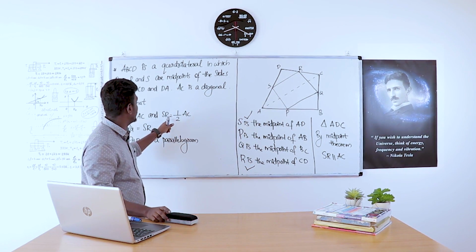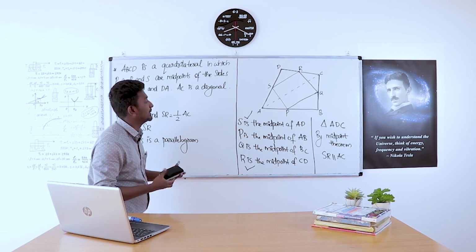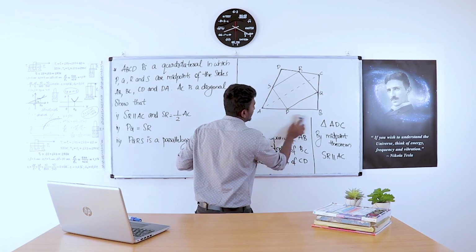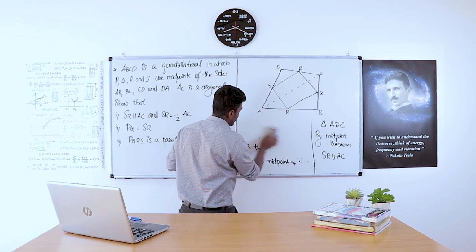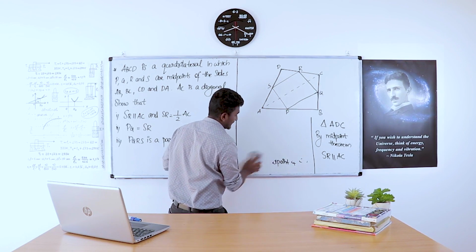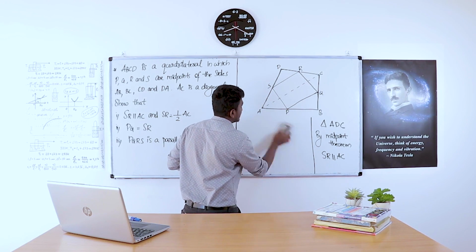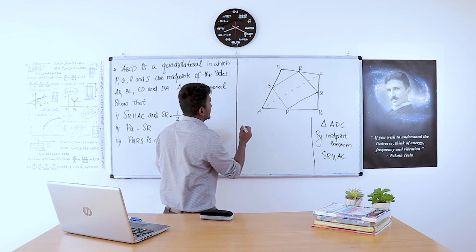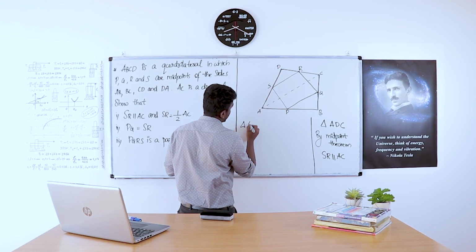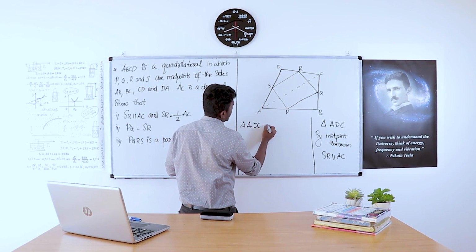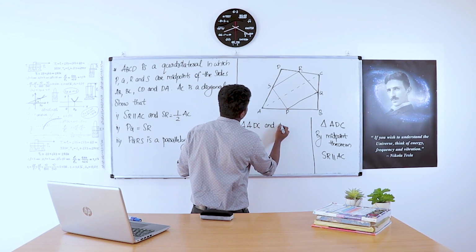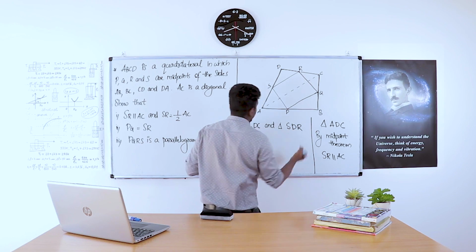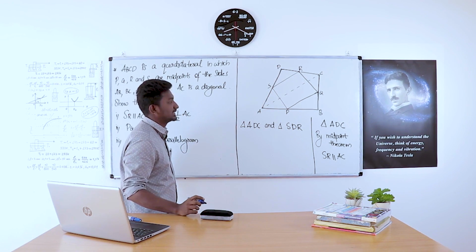Now what do we have to prove? SR is 1 by 2 AC. Now we have to prove that SR is half of AC. For this, just consider two triangles, that is, triangle ADC and triangle SDR.